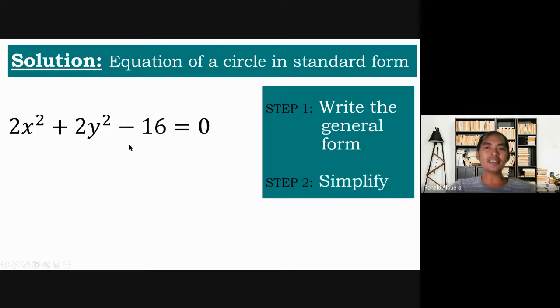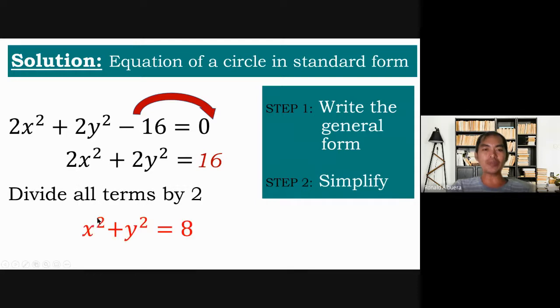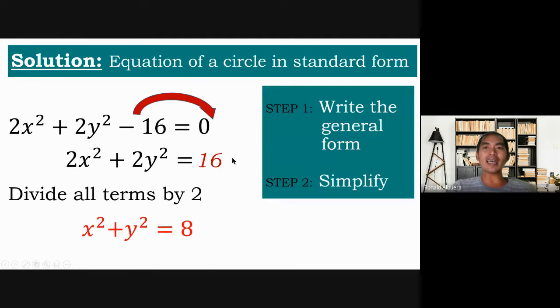To write this in standard form, the first step is to transpose negative 16 to the other side. It became positive 16. And copy the terms on the left side, 2x squared plus 2y squared. Now, since the coefficient of x squared and y squared is 2, we need to divide all the terms by 2. So we have x squared plus y squared, then 16 divided by 2 is 8. This is already the standard form of the equation. So this is the answer: x squared plus y squared equals 8.